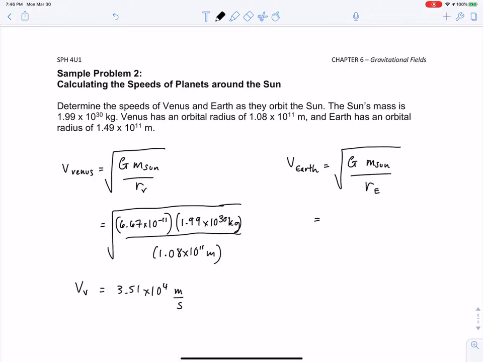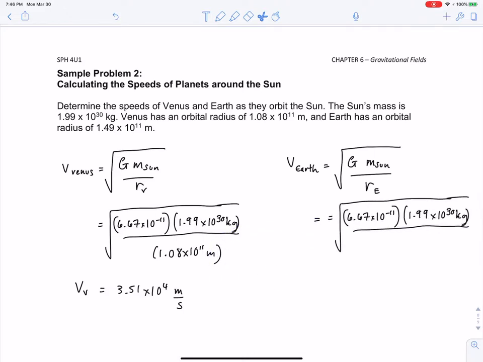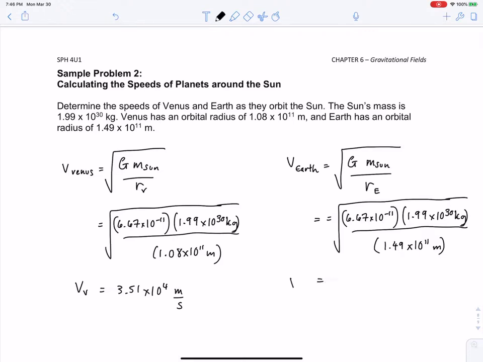Let's do the same for Earth. I'm going to be lazy because I can. So the gravitational constant and the mass of the sun will remain the same. We're just going to substitute for the radius, the orbital radius of the Earth, which is 1.49 times 10 to the power of 11 meters. If we punch this in, we end up with an orbital speed for planet Earth of 2.98 times 10 to the power of 4 meters per second.